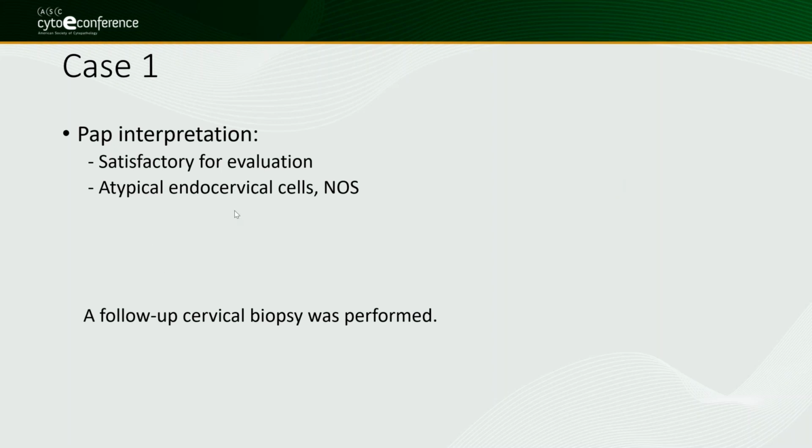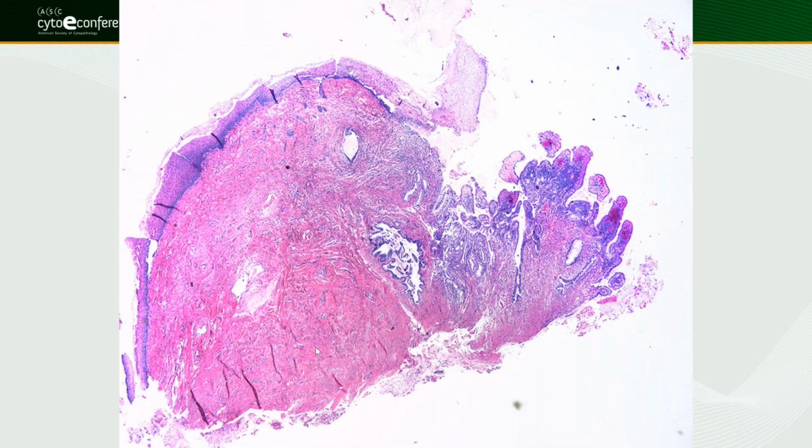But I think the pathologist was really still worried, and went ahead, called it atypical endocervical cells, NOS. Again, retrospectively, it didn't really meet the NOS criteria. So of course, they did a follow-up cervical biopsy, and this is the biopsy.